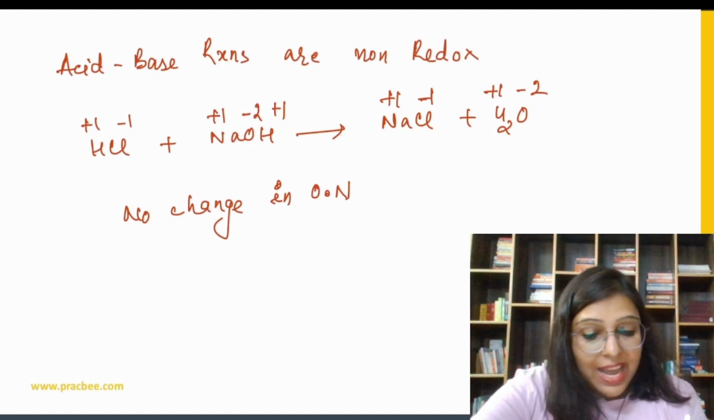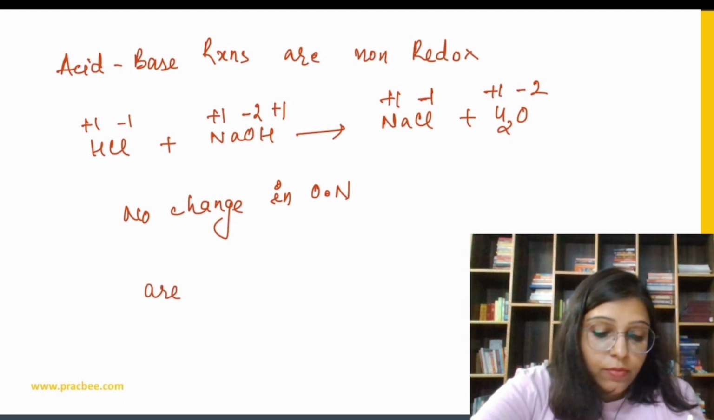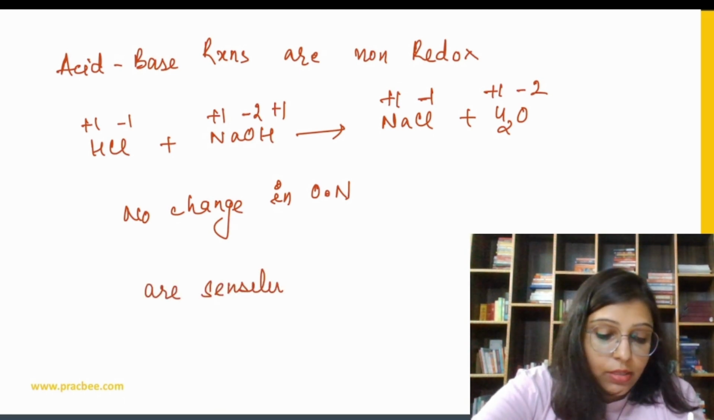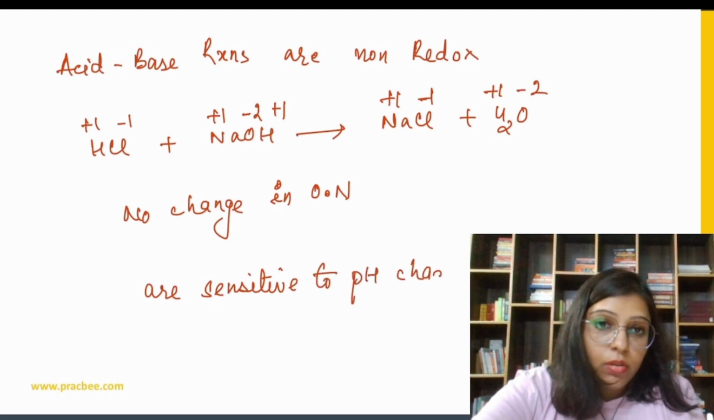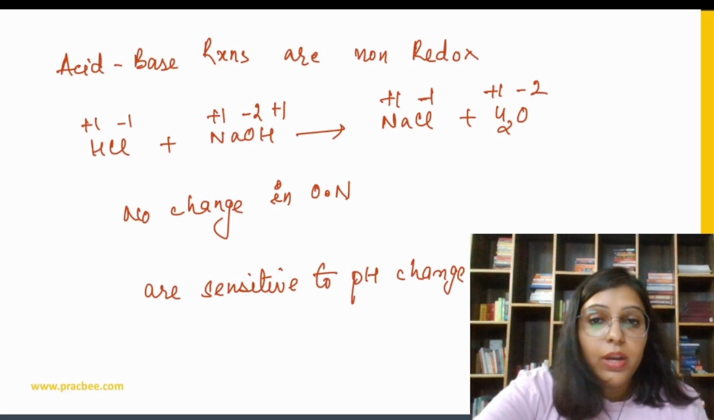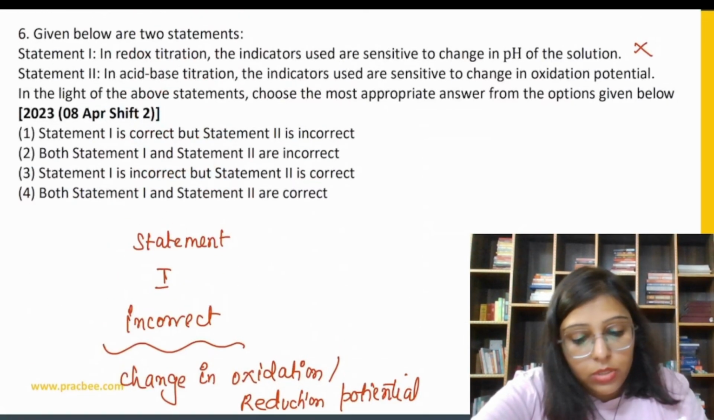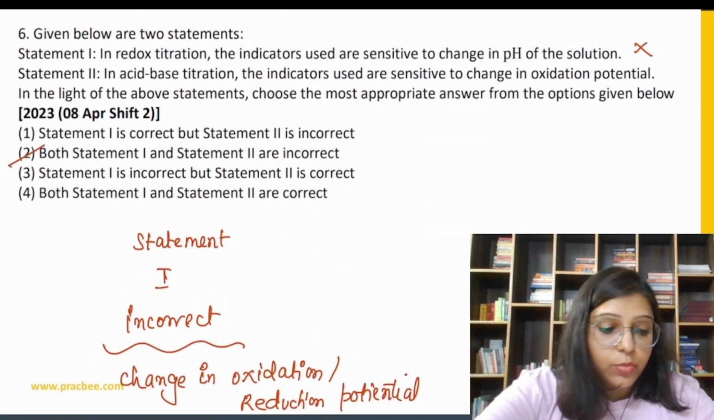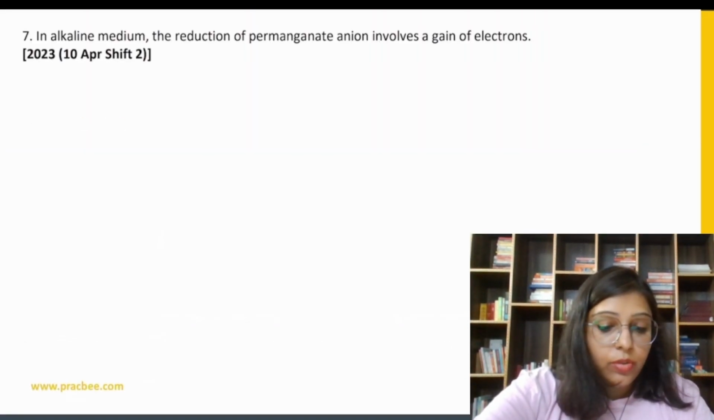So here acid-base reactions or acid-base titrations are sensitive to pH change. So they are sensitive to pH change. So statement 1 and statement 2 both are incorrect. The answer is both statement 1 and 2 are incorrect. Option 2 is the answer. Okay. Let's do the next question.